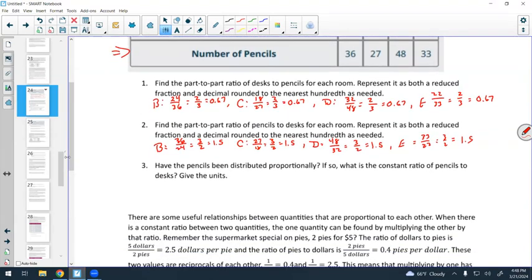Have the pencils been distributed proportionally? Yes, the proportions are the same. And what is the constant ratio of pencils to desk? Pencils to desk is 3/2. Each desk receives 1.5 pencils, which is not possible, really.